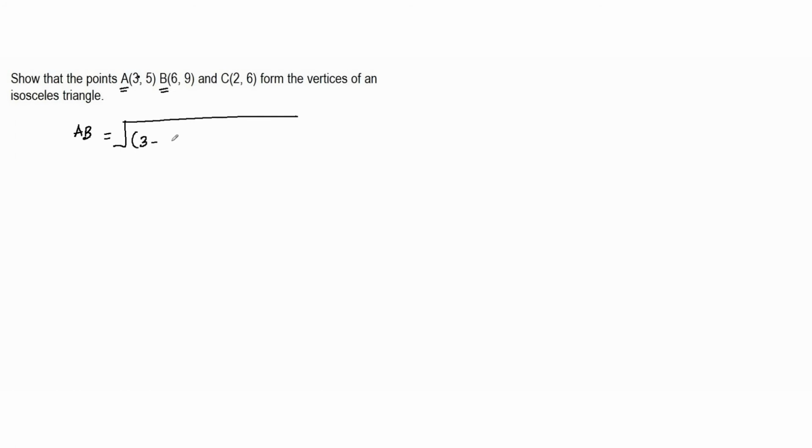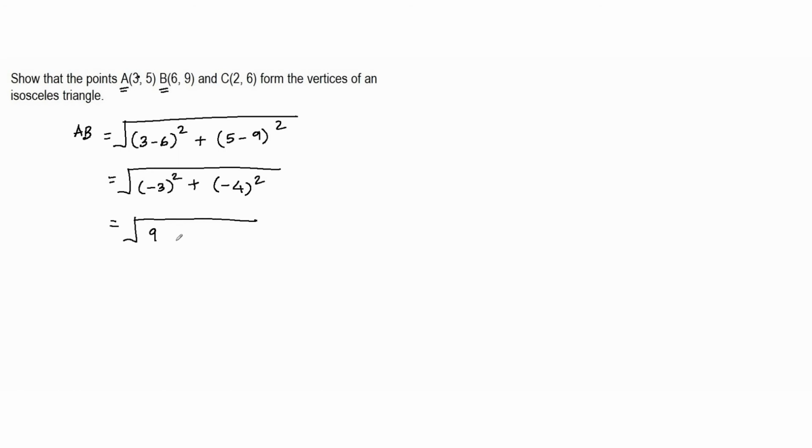So it is going to be the square root of (3 minus 6) the whole square plus (5 minus 9) the whole square, and that is going to be the square root of (3 minus 6 is negative 3) the whole square plus (5 minus 9 is negative 4) the whole square. This is the square root of negative 3 squared, which is 9, plus negative 4 squared, which is 16, so this becomes root 25, which is 5 units.